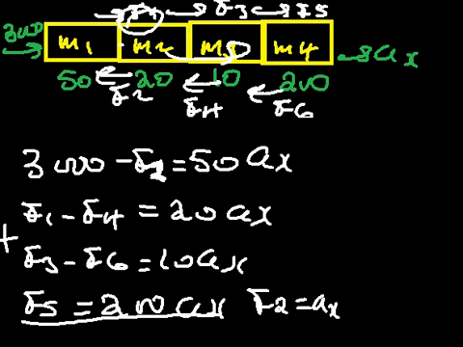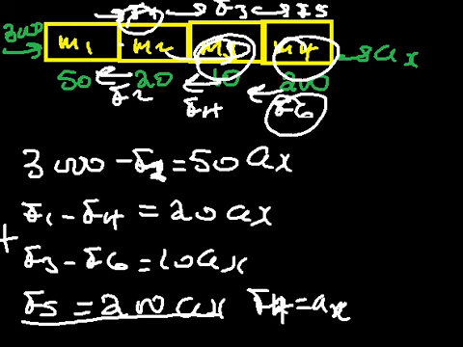And how about the contact force between M2 as well as M3? It will be given as F4. That will be given as the acceleration times the sum of this mass as well as this as well as that mass. And how about the contact force between, let's say, M3 as well as M4? It will be given as F6. That will be given as F6 is equal to mass 4 times acceleration.